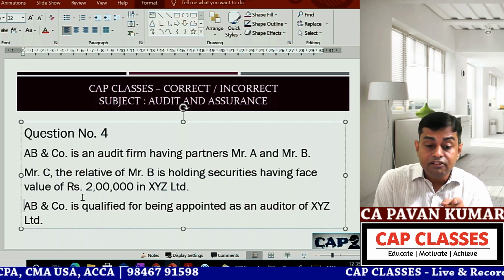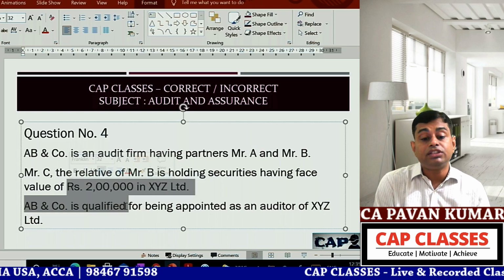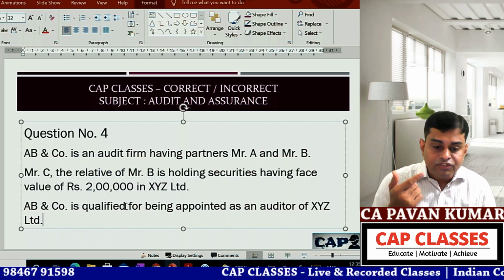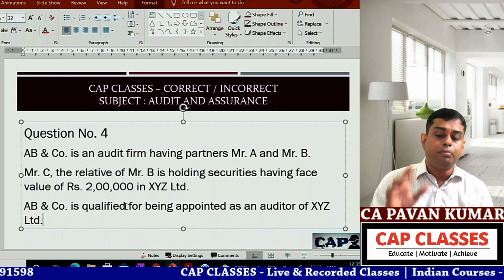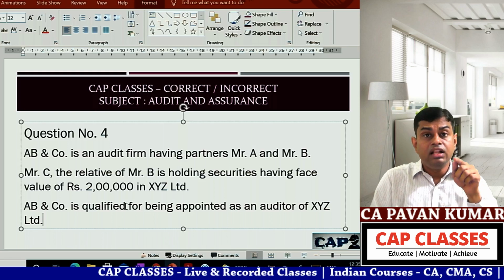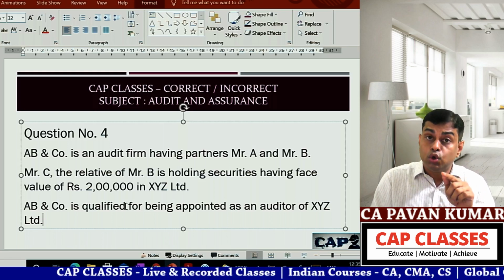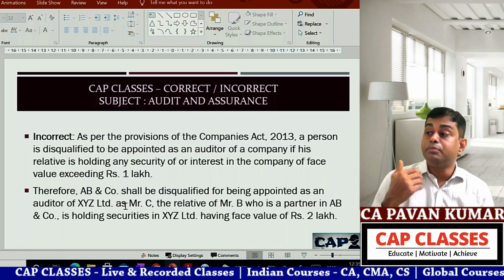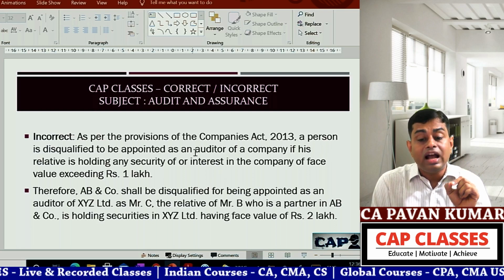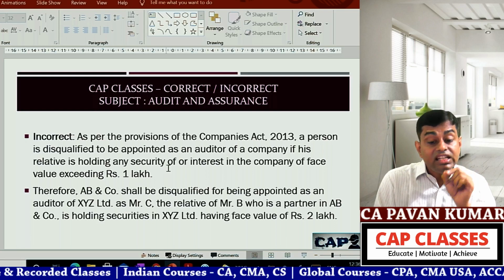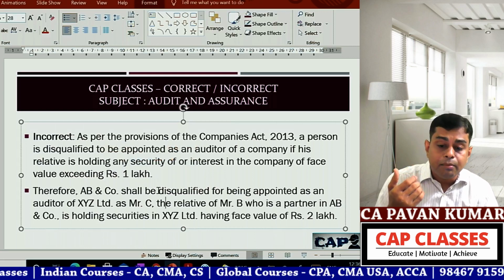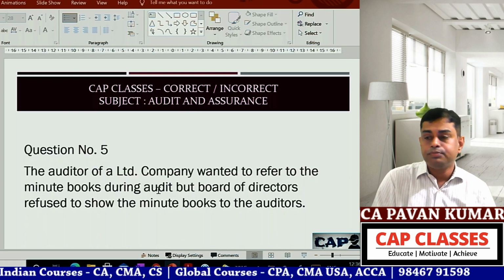But here, this relative is holding shares worth 2 lakh rupees face value. So sorry to inform, dear Mr. A and dear Mr. B, you and your firm are not eligible to be appointed. You are disqualified. Your relative is holding 2 lakh rupees worth of shares. The question says AB and company is qualified, so the given statement is incorrect. So read this: as per the provisions of the Companies Act 2013, a person is disqualified to be appointed as an auditor of a company if his relative is holding any security or interest in the company for a face value exceeding 1 lakh. Therefore, AB and company shall be disqualified.